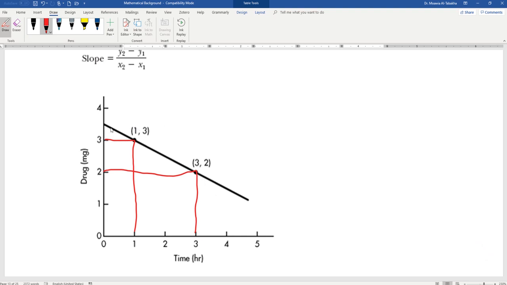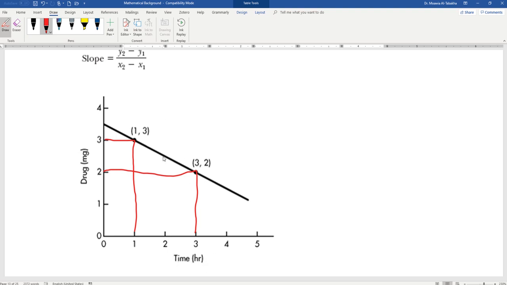First of all, you know that the slope will be negative because it's going down. When x increases, y decreases. So how to calculate the slope? Now here you have the drug in milligrams, so amount. It's not a concentration in this case. And here you have time in hours.